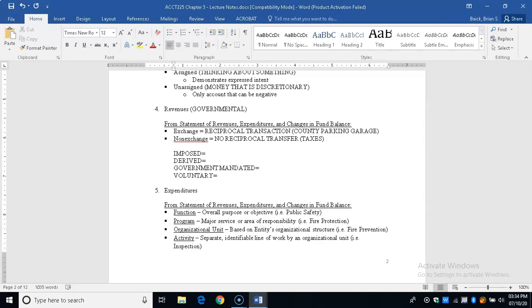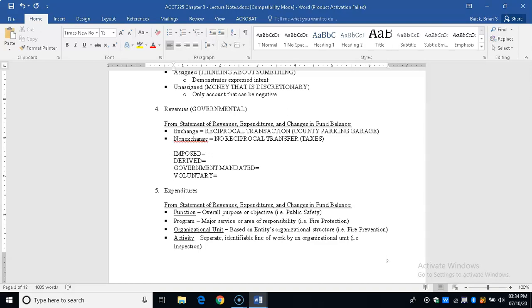Imposed non-exchange revenue basically means that you're minding your own business, you didn't buy anything, you're just being a citizen, and you have to pay imposed non-exchange revenue to the government.